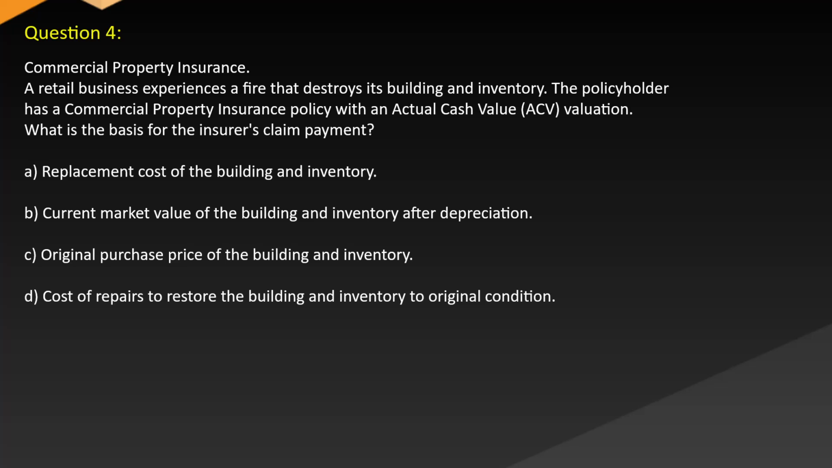What is the basis for the insurer's claim payment? A. Replacement cost of the building and inventory. B. Current market value of the building and inventory after depreciation. C. Original purchase price of the building and inventory. D. Cost of repairs to restore the building and inventory to original condition.